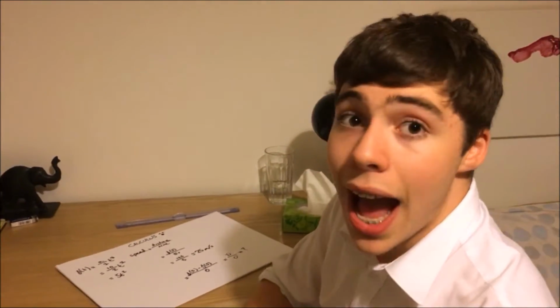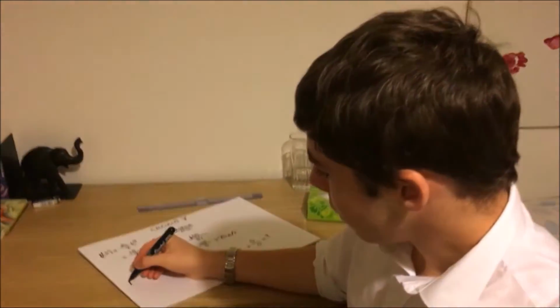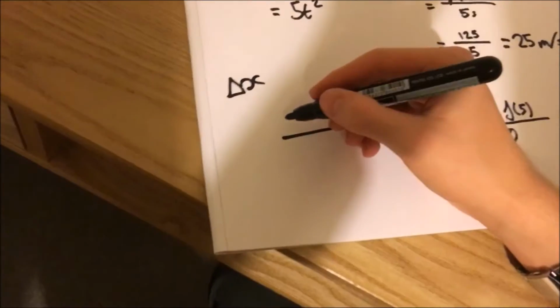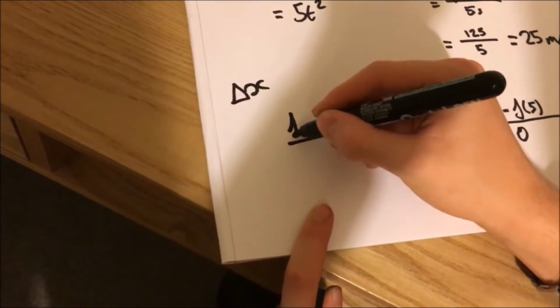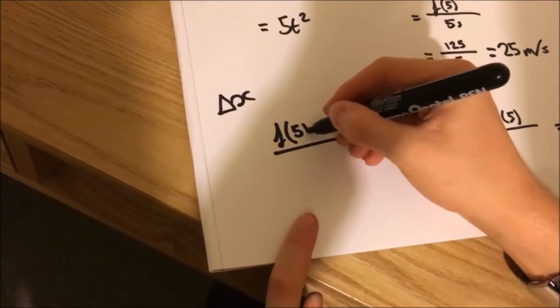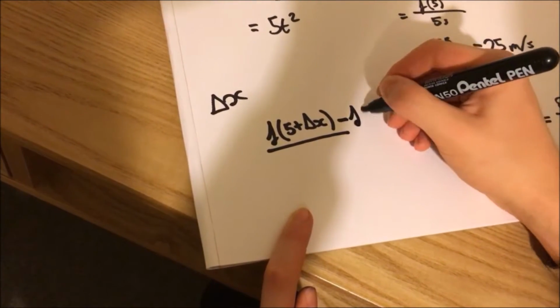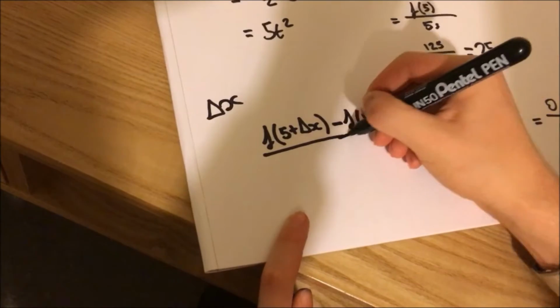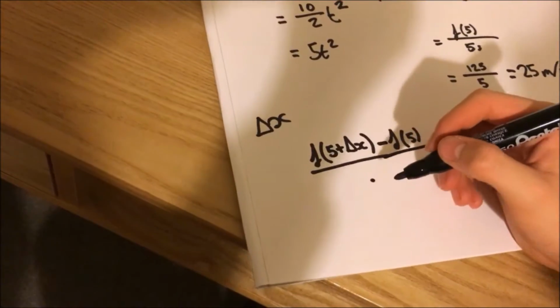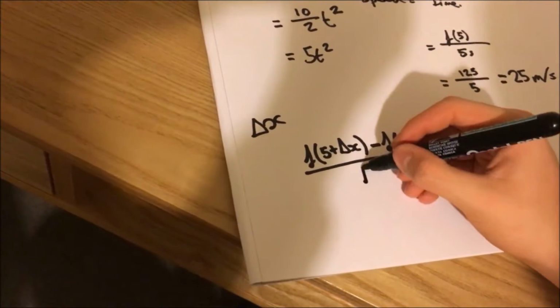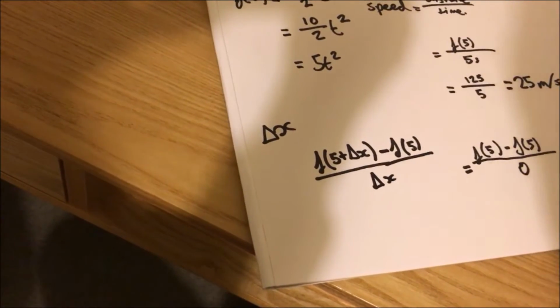So what do we do here if there's no distance moved and no time elapsed? Well, what we need to do is we need to create a unit of time so small that it doesn't matter. And we'll call that unit delta x. Let's rewrite our equation. We need to find the difference in distance between 5 seconds and 5 plus delta x seconds. Let's make that line longer. And the difference in time is delta x.